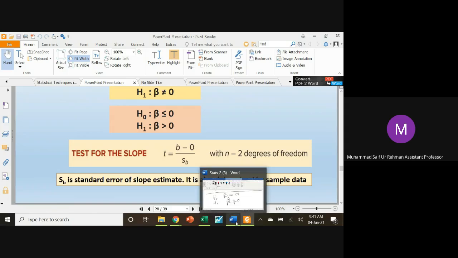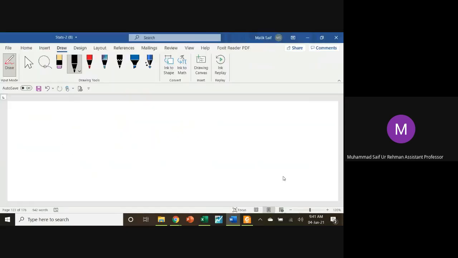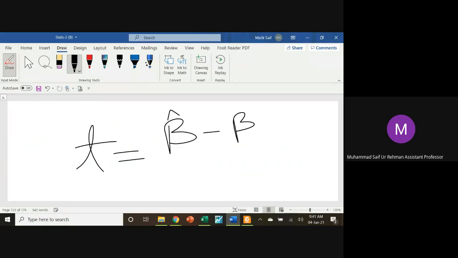But in this case, you can see, instead of B, we are saying that it is beta. So beta hat minus beta divided by S beta hat, because we are not using B, we are saying that it is beta hat. In your book, it is B. So you can say small alphabets A and B are being used for the estimators, or sample statistics.